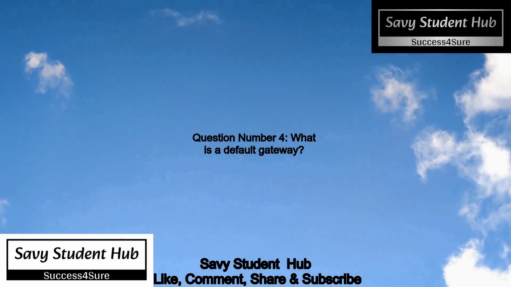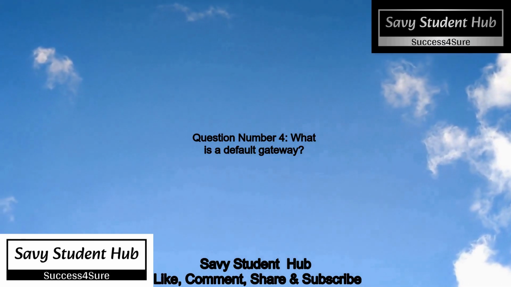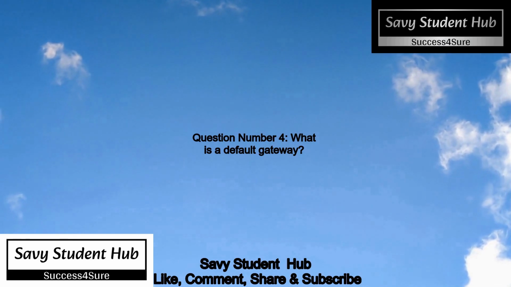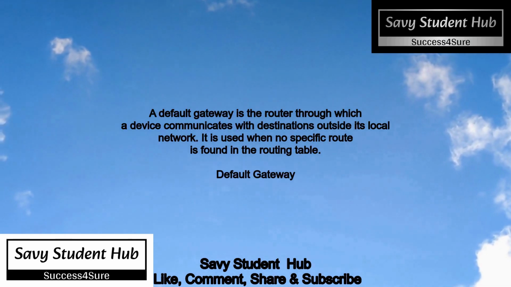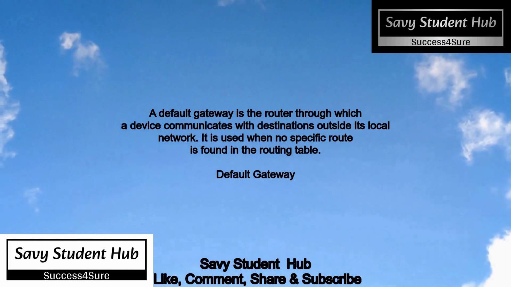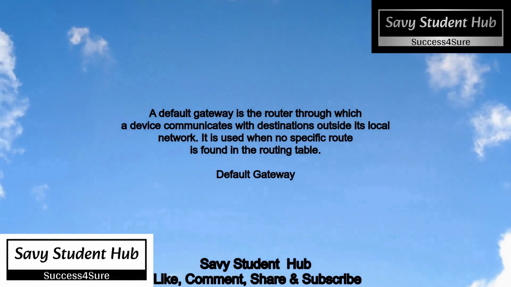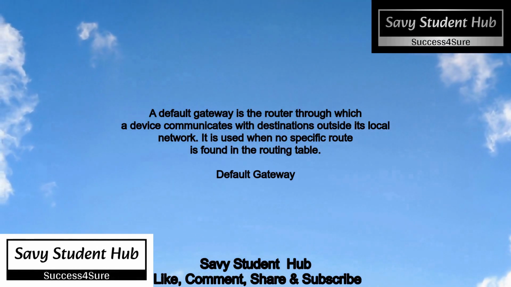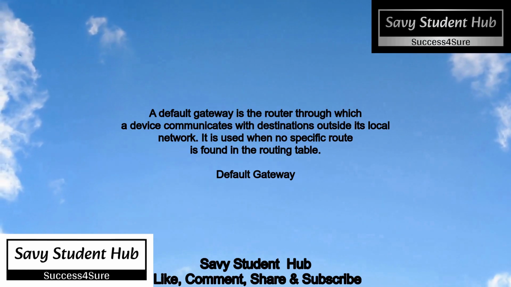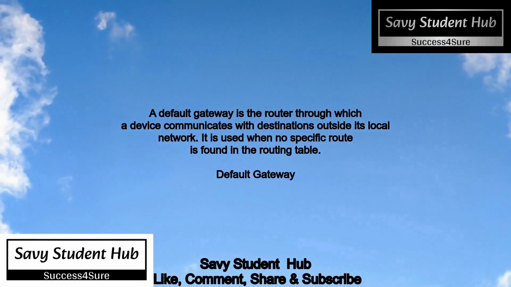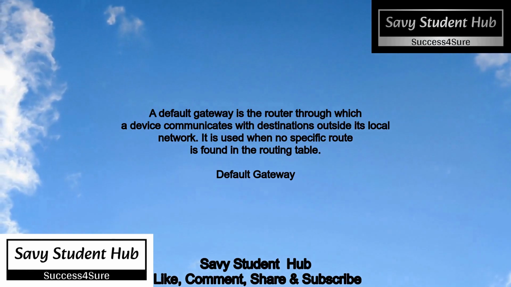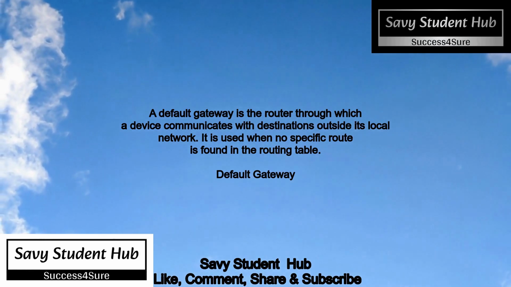Question number 4. What is a default gateway? A default gateway is the router through which a device communicates with destinations outside its local network. It is used when no specific route is found in the routing table.